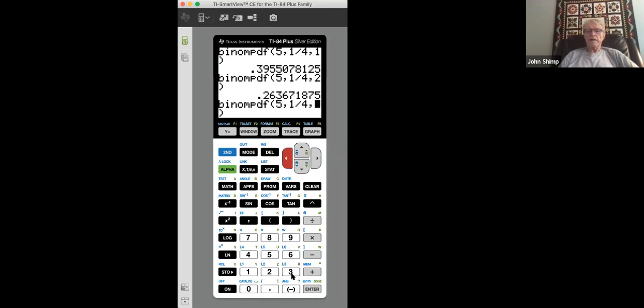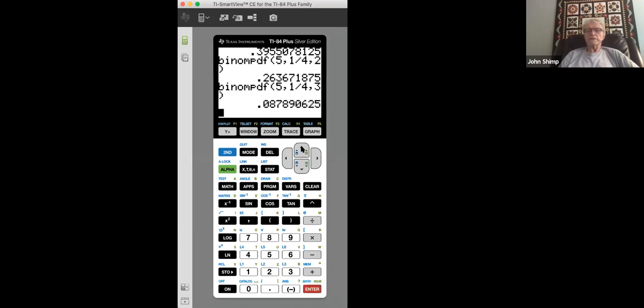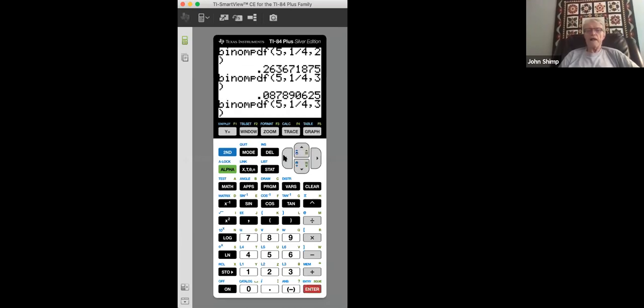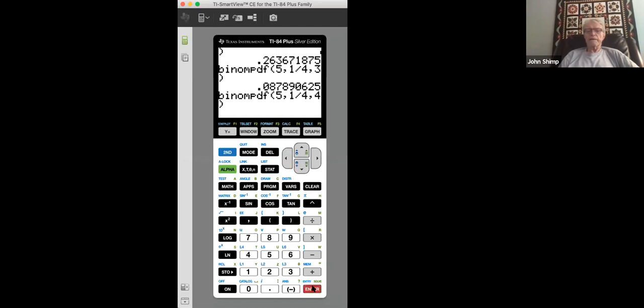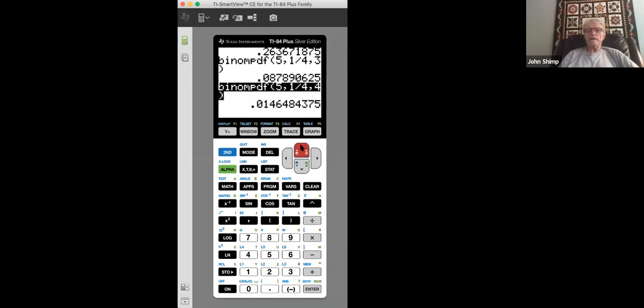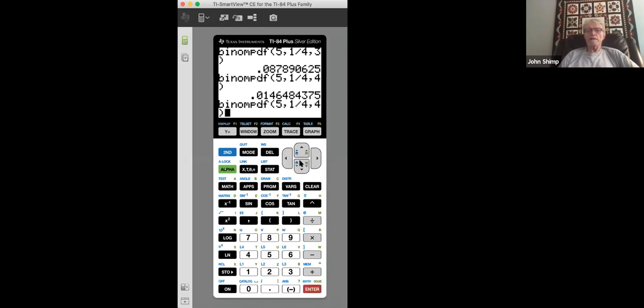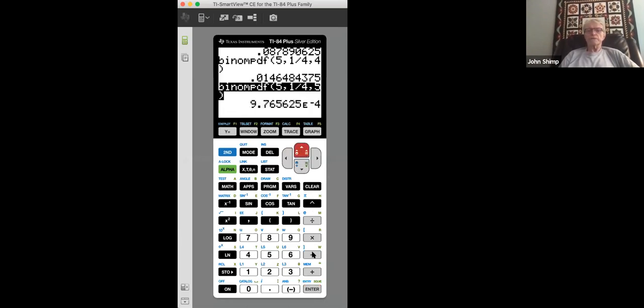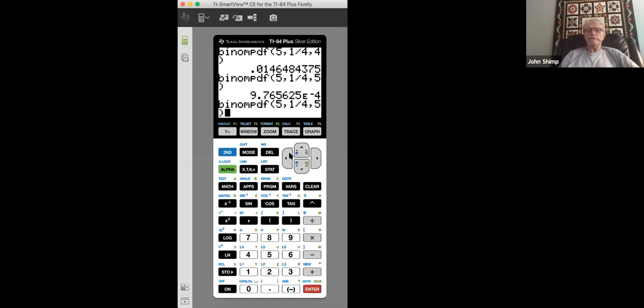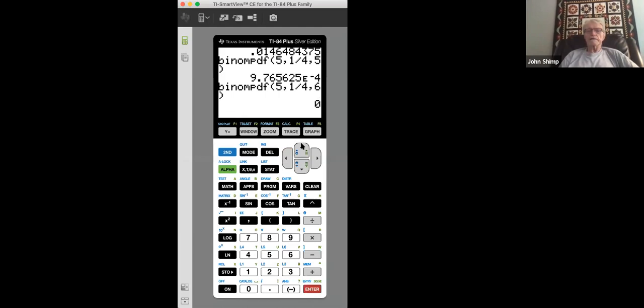Bring it to 3. Enter. Might as well just go ahead and do this. Change it to 4. Enter. Oops. To 5. Enter. To 6. Enter. And oh, there was only 5, weren't there? Notice when you put in a number that X can't be, you end up with a 0.